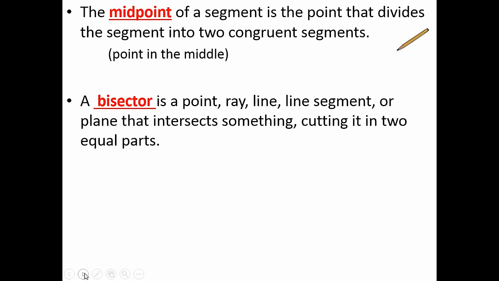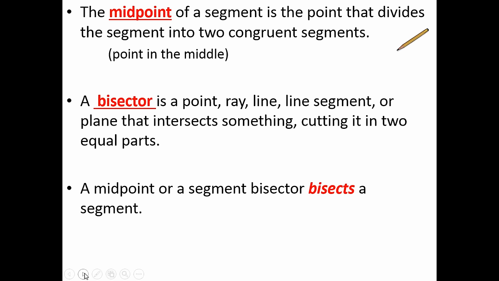A bisector is a point, a ray, a line, a segment, or plane that cuts something else into two equal parts. So you're going to hear that word bisect a lot. Again, the prefix bi meaning two, so we're talking about bisecting or cutting into two equal parts. And oftentimes you'll hear the word segment bisector, angle bisector. A midpoint or a segment bisector will always bisect a segment.